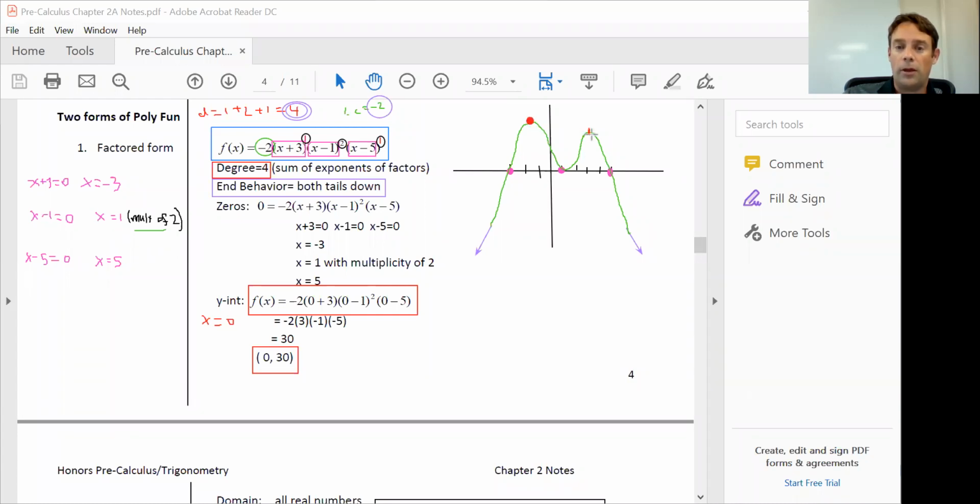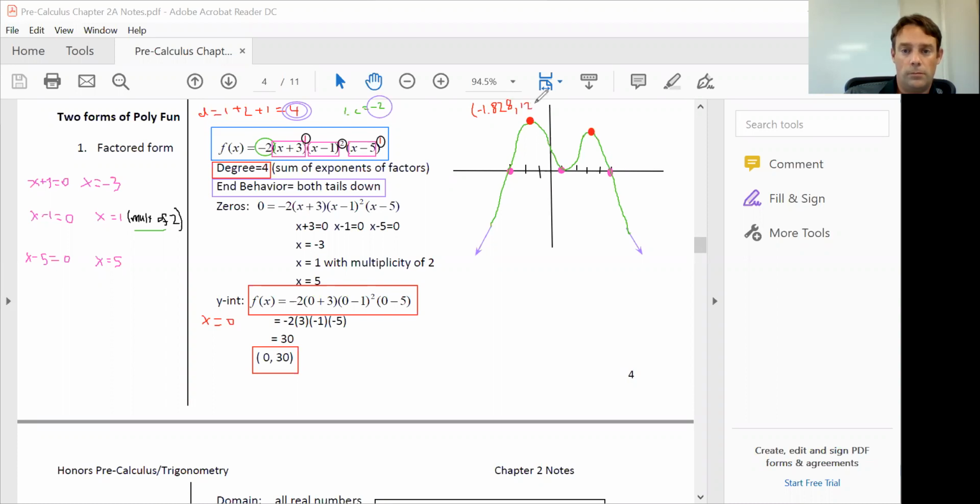We called these back in Unit 1 relative maxes because they're the top of a hill. We call this a relative min because it's the bottom of a valley. So what if I were to tell you that this point right here is negative 1.828, comma 128.